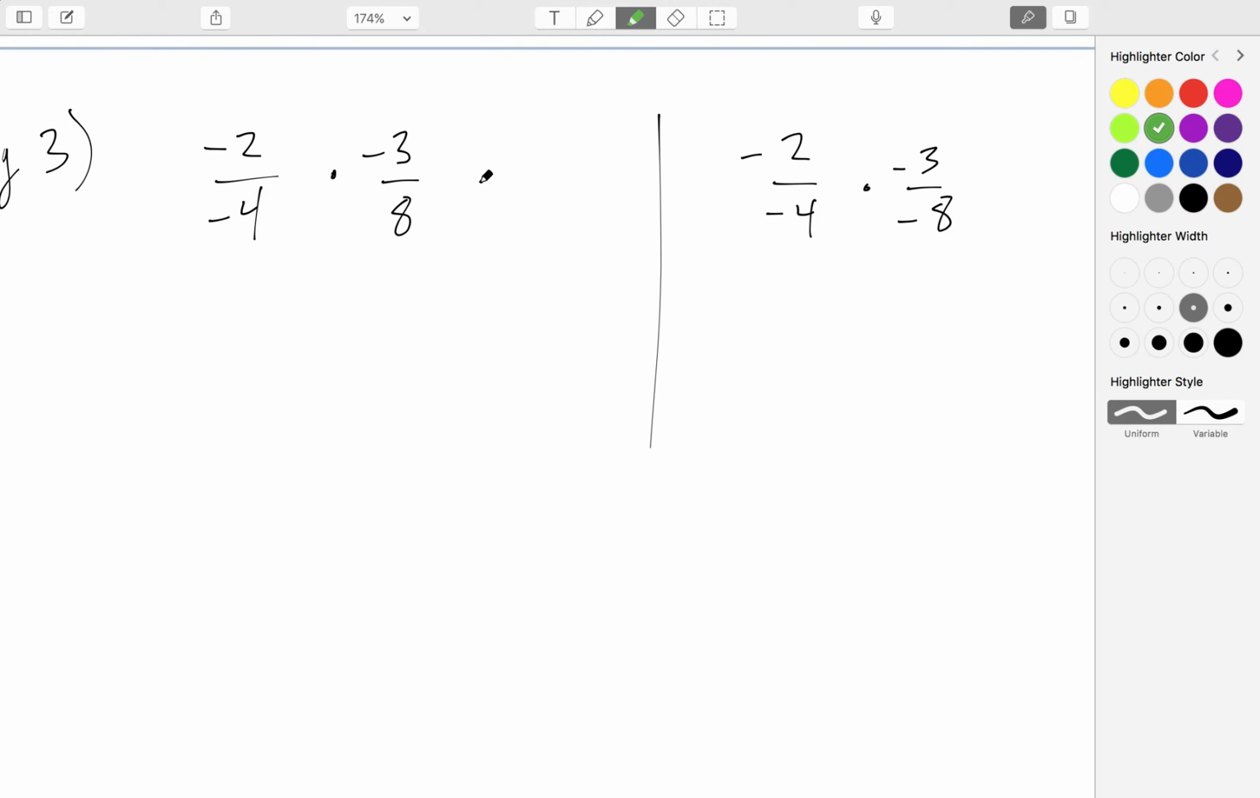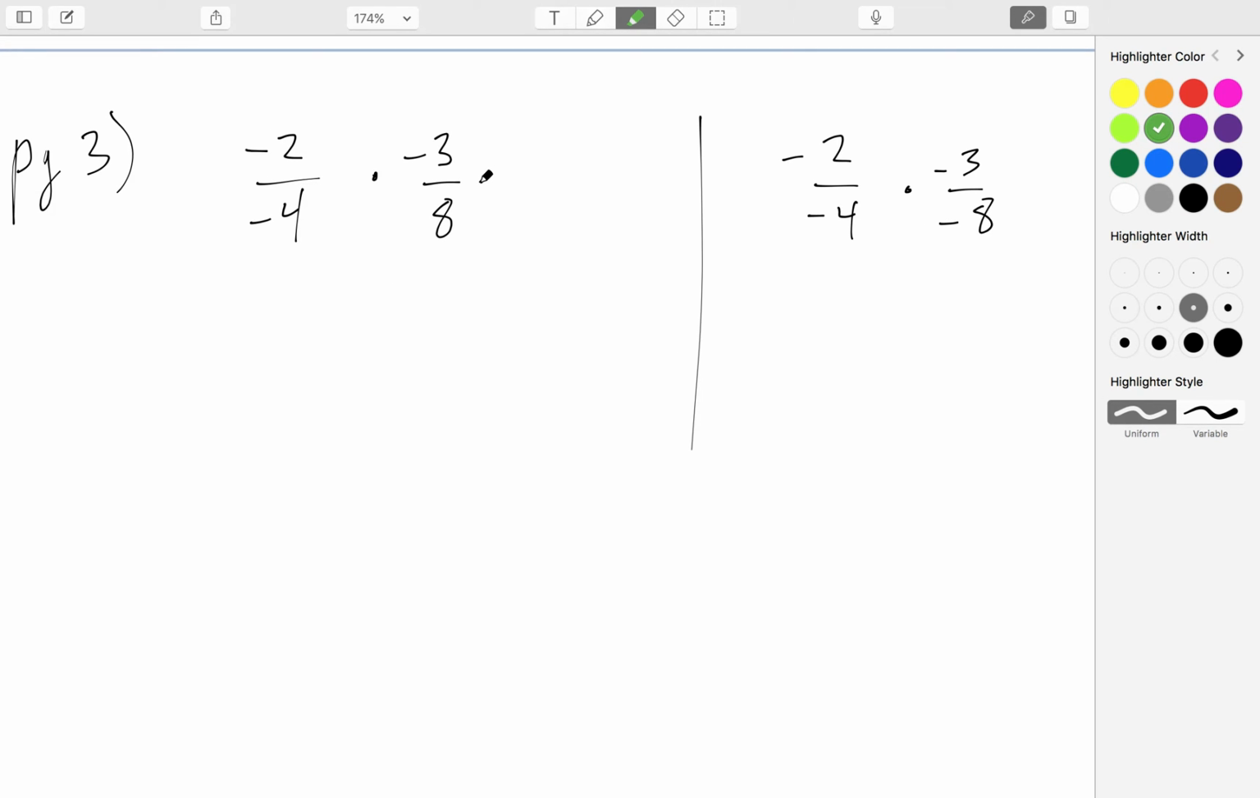Okay, page 3. Pause the video here, and I want you to try this one, see if you understand what we're doing. You are still going to multiply across. So once you are ready to check your answer, press play again. So please pause here, try it out, and then press play.